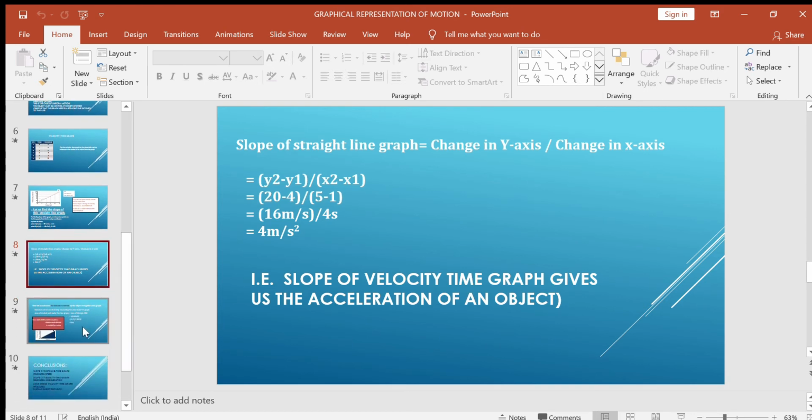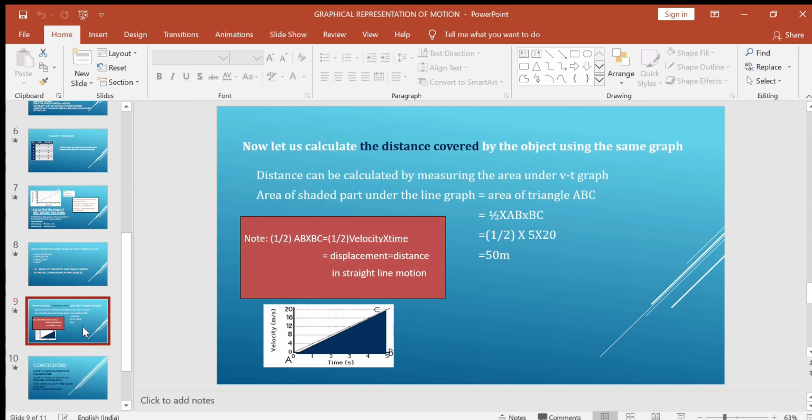Now over here, let us calculate the distance covered by the object in the same graph. Fine. So I've taken the graph here again. Now we have to find the distance under this line. This line represents the data of the graph. So under this line, the area is like a right angle triangle. So this can be half of AB into BC, half of base into height, right? So it's velocity into time. Velocity into time means distance only.